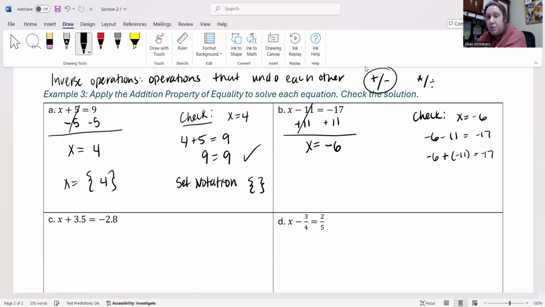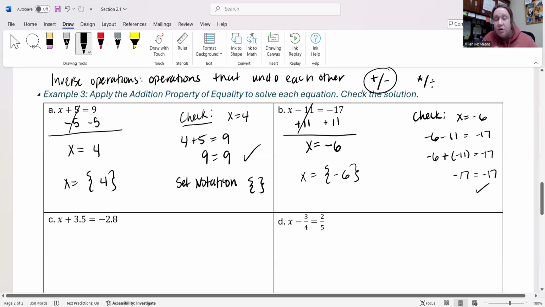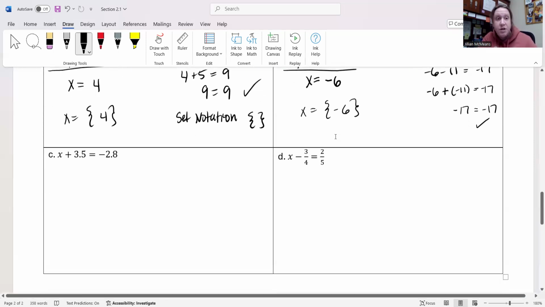And then you're adding two numbers with the same sign, so you add the absolute values. 6 and 11 are 17. Because both numbers were negative to start, the result is also going to be negative. So I get negative 17 equals negative 17, which is true. So I could then say x equals negative 6. And again, that's that fancy set notation, okay? Let's try two more. We're going to try one with a decimal and one with a fraction.